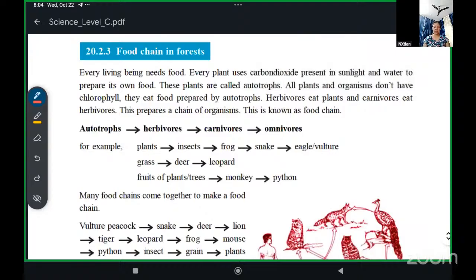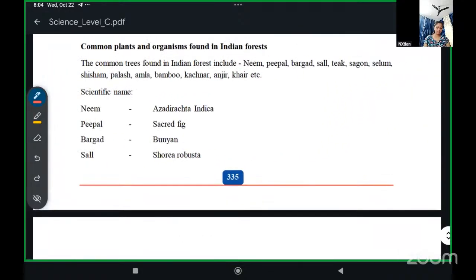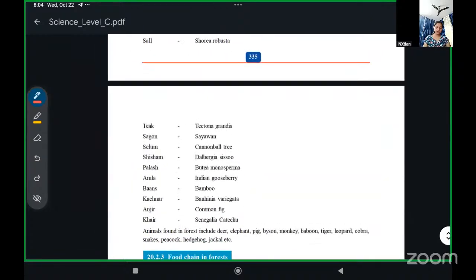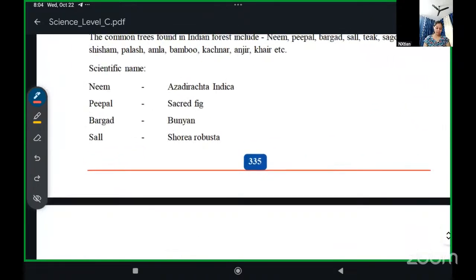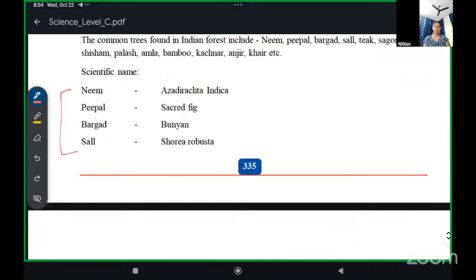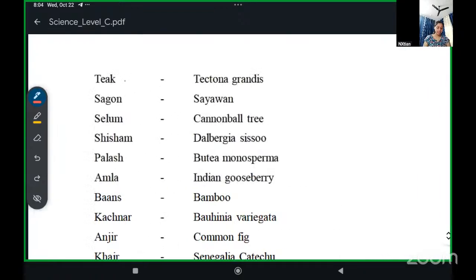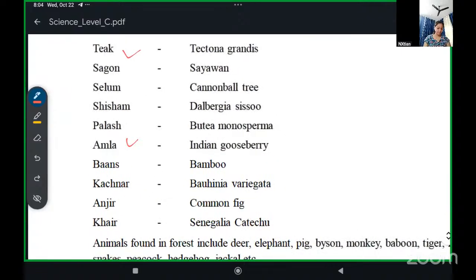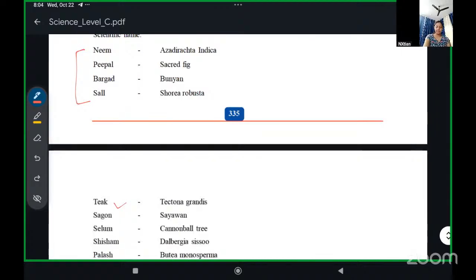Do you have to learn the Hindi names? You can learn at least five to six, Abraham. The easy ones like neem and teak, amla, bamboo. Learn five to six easy ones, okay?